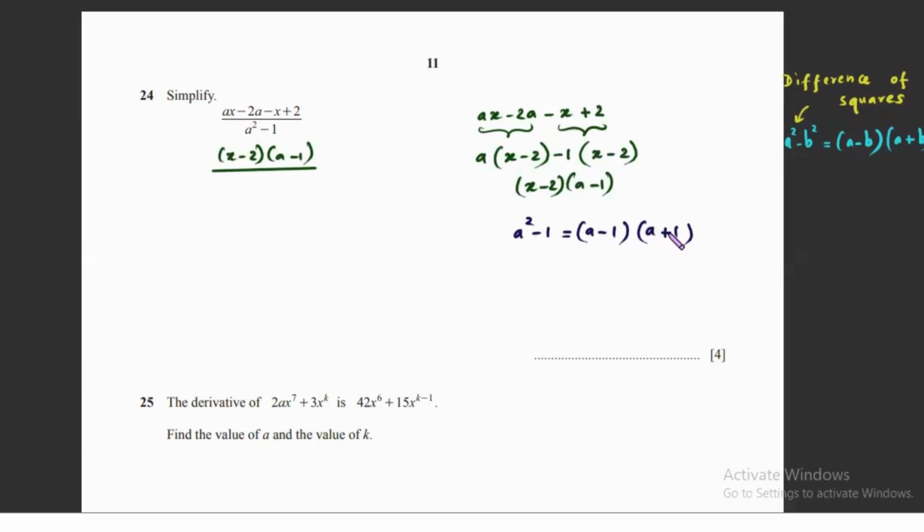So now when we expand this, we will get a squared minus 1. So these are the factor pairs of a squared minus 1, which is the difference of squares. So I can write that in the denominator, which is a minus 1 and a plus 1.